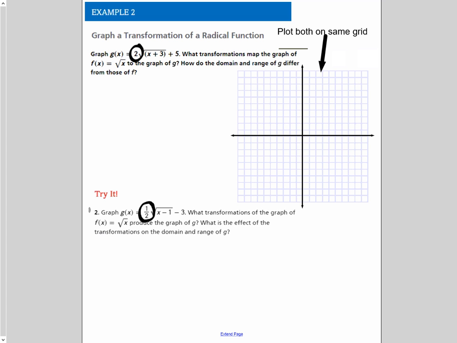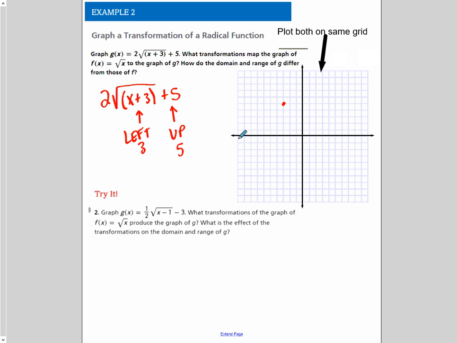So first we'll apply the translation that you see on the inside of the function. We'll ignore the 2 for a moment, and look at this x plus 3 and the plus 5. The plus 3 is going to be the left 3 shift that we've come to understand, and the plus 5 out here will move the vertex up 5. So we'll go ahead and do that translation. We'll go left 3 and up 5, and that's where this radical will start its launch.